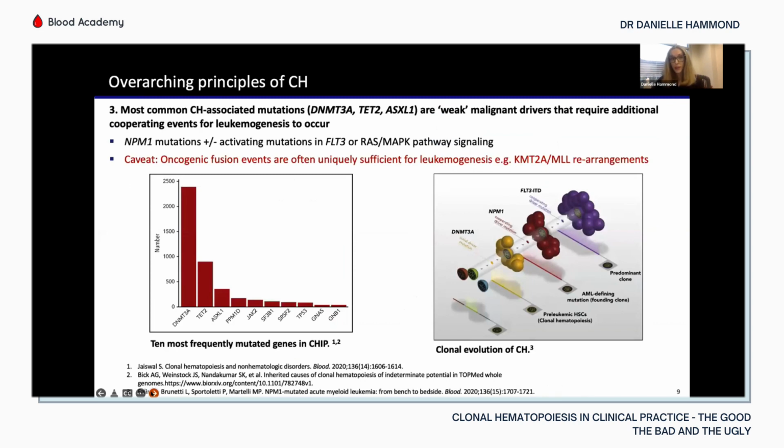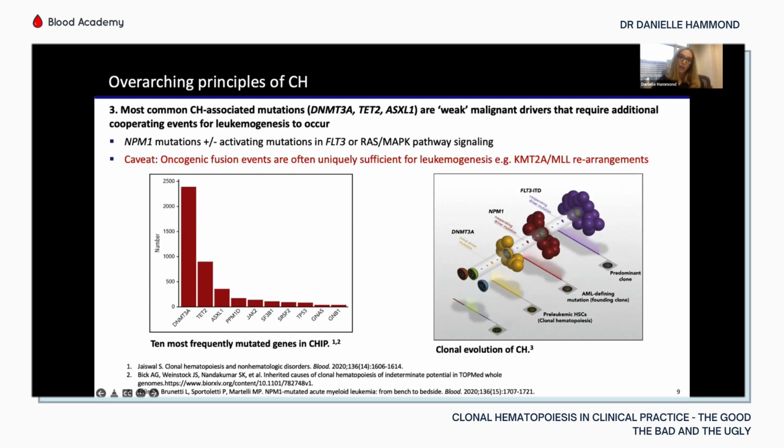So the next important concept of clonal hematopoiesis, especially clinically, is that the most prevalent mutations seen in clonal hematopoiesis, so primarily these epigenetic regulators, DNMT3A, TET2, ASXL1, closely followed by mutations in JAK2 and TP53 and spliceosome members, tend to be on their own fairly weak malignant drivers, and really additional cooperating events are required for leukemic transformation to occur. And this often involves activating mutations in the FLT3 or RAS-MAP kinase pathway signaling players.